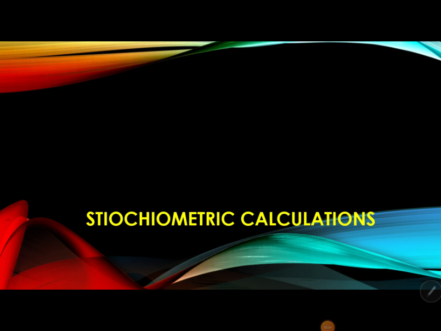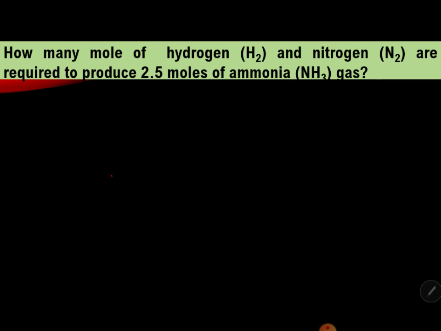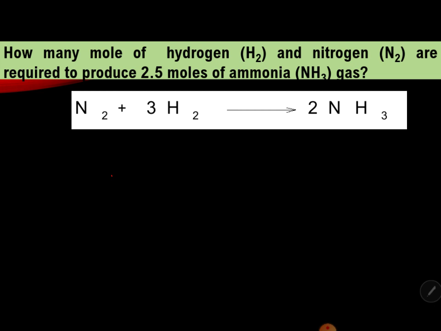Stoichiometric calculations. In this video, I will explain a worked example regarding mole-mole ratio. First, read the question. How many moles of hydrogen and nitrogen are required to produce 2.5 moles of ammonia gas? This is the balanced chemical equation for the reaction. In the question, you are told that you have to produce 2.5 mole of ammonia gas, and the quantities that you are asked to calculate are moles of hydrogen and moles of nitrogen.